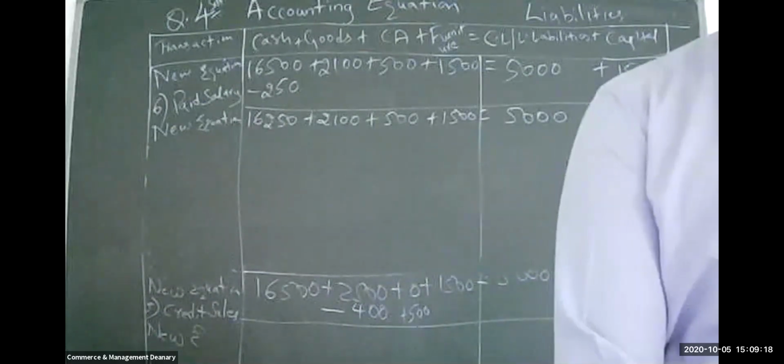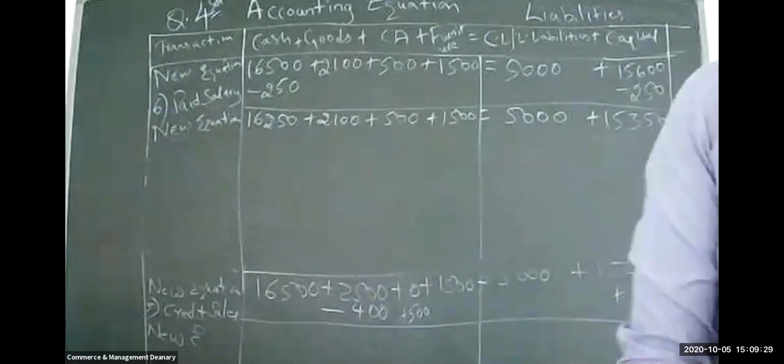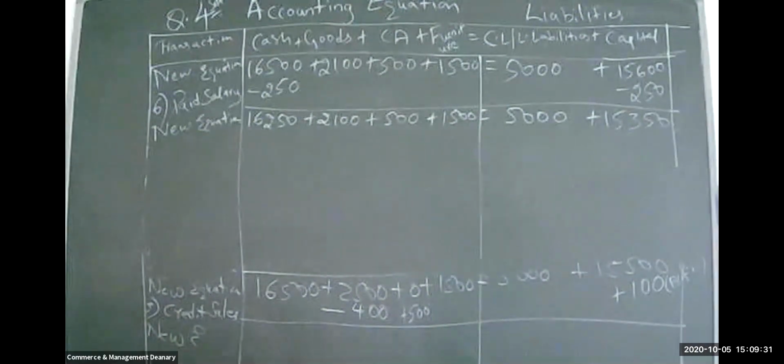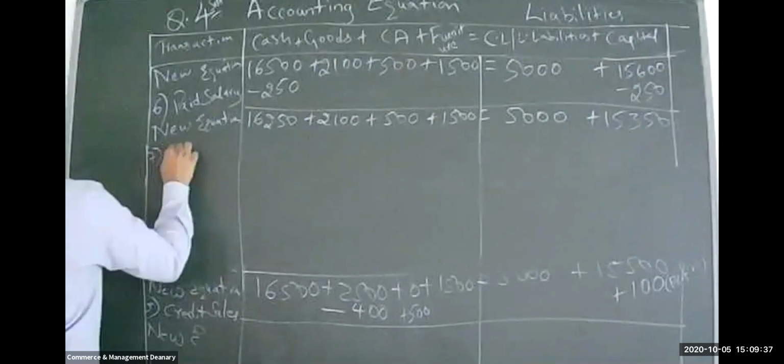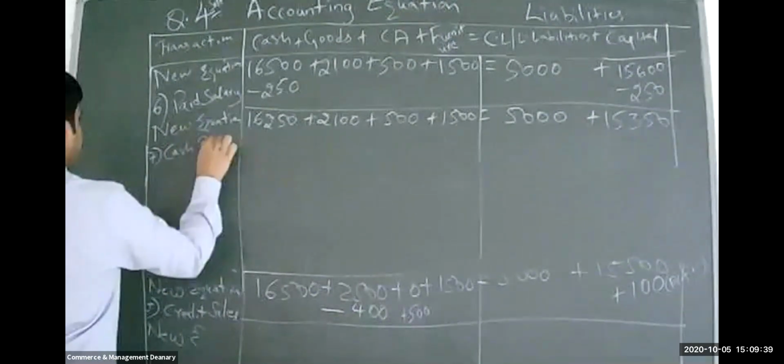Next transaction: received cash from Rakesh, rupees 500. The seventh one is not there. Sir, it says received cash from Rakesh, rupees 500. Okay, cash from Rakesh. How much are you receiving? 500 rupees. So cash plus 500.